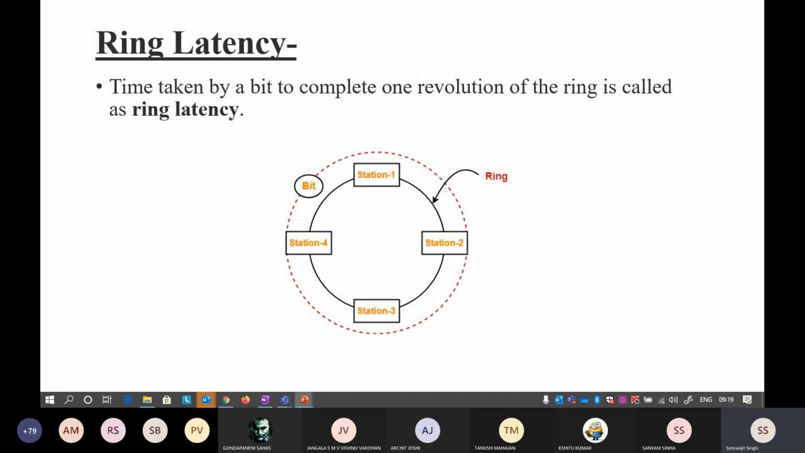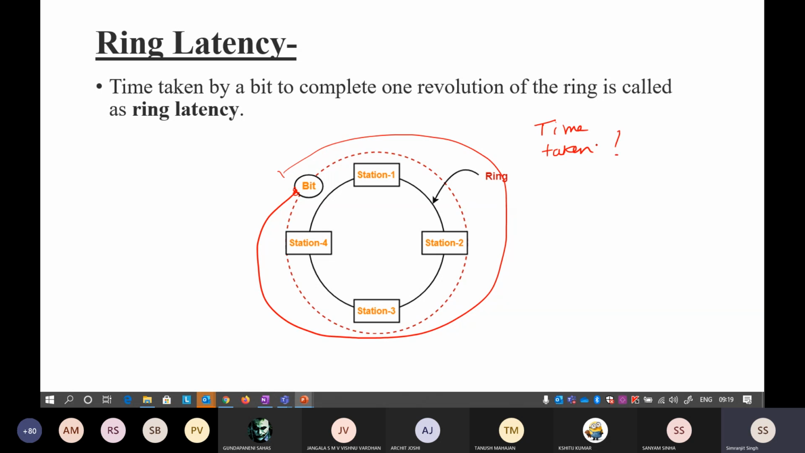Now another thing is your ring latency. Ring latency is the time taken by a bit, that you are sending as some packet, to take the whole revolution. If the bit starts from here and comes back to this particular point, this will be your ring latency. So it is the time taken by a bit to complete one revolution of the ring. So what exactly will the time be in terms of ring latency?